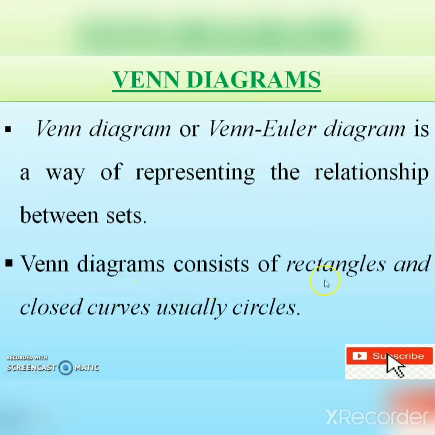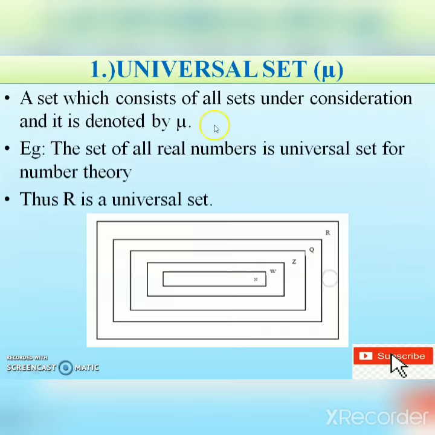Now, these Venn diagrams consist of rectangles, and they are also drawn by using some closed curves like circles. So let us see how they are drawn with the help of rectangles and circles. First one is the universal set, which is represented by the symbol mu. It is a set which consists of all sets under consideration and is denoted by mu. Okay, this is called the universal set.